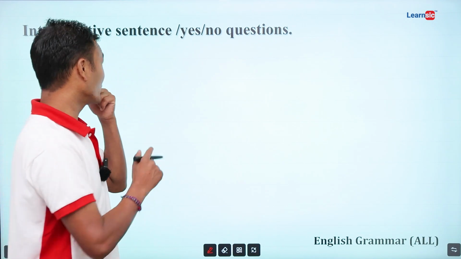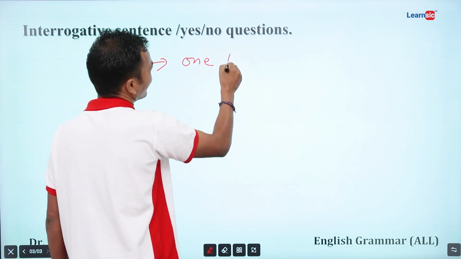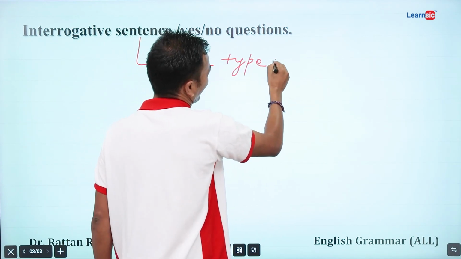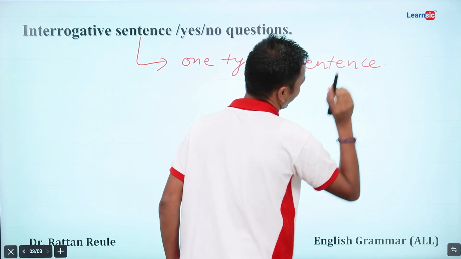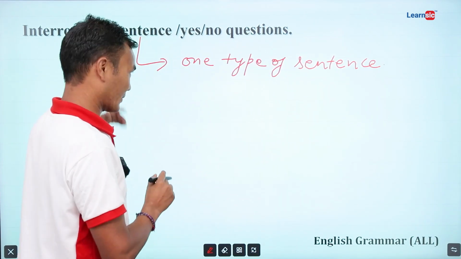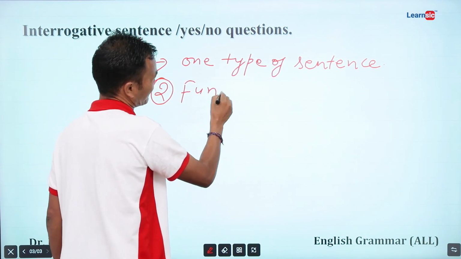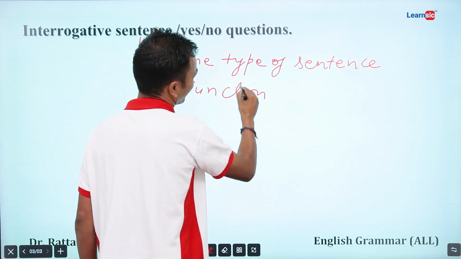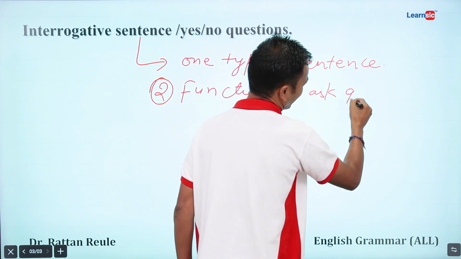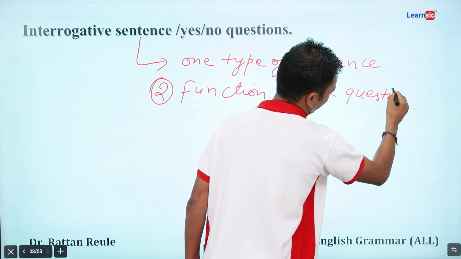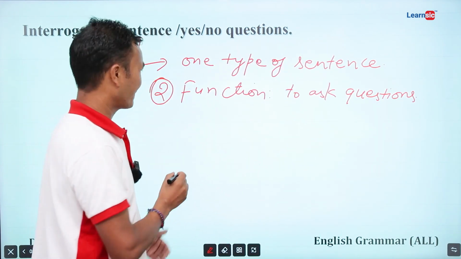So what you need to do, you need to understand that one type of sentence, that is interrogative. Function number two, what is the function? To ask questions. Number two thing to learn.